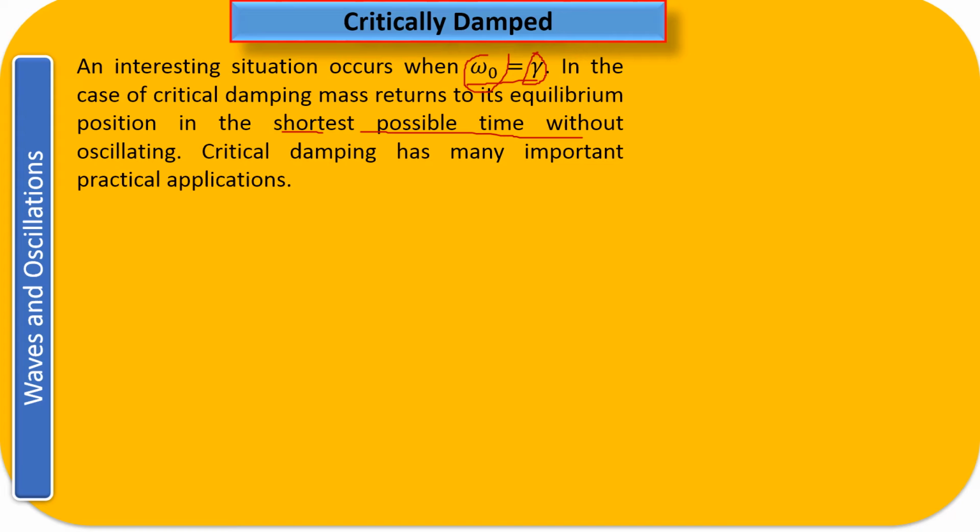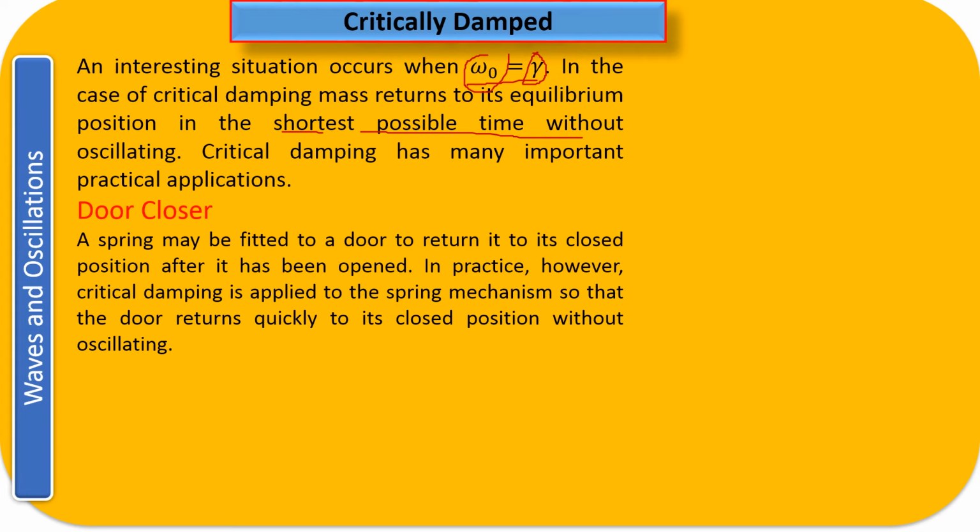So critical damping has many important practical applications, and I'm going to take them up one by one. First, let us see the case of the door closer, which all of you are using in your homes or offices. A spring may be fitted to a door to return it to its closed position after it has been opened. When you open the door, if the door closer is fitted, slowly the door gets closed. In practice, critical damping is applied to the spring mechanism so that the door returns quickly to the closed position without oscillating.